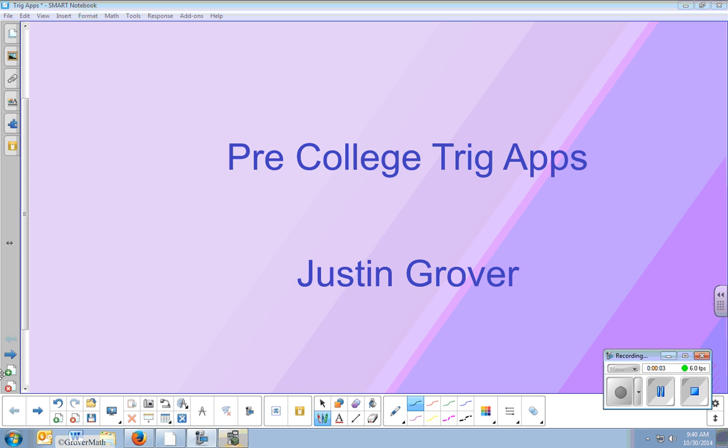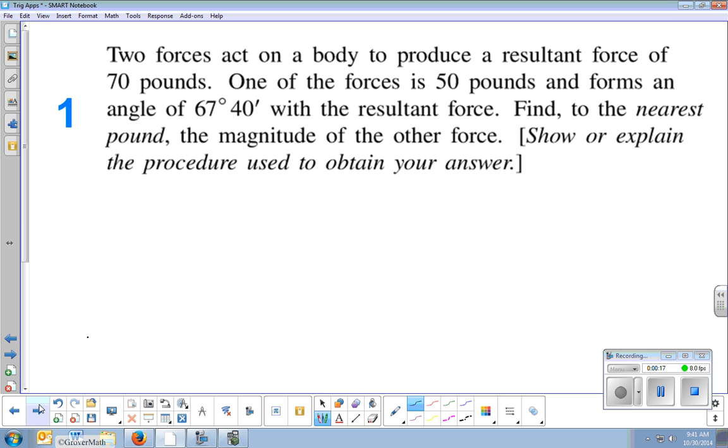Pre-college, trig applications. So we're definitely going to need our calculator for this. This is basically a combination of the two previous videos, where we learned about the law of sines tool and the law of cosines tool. And we can use both of those to solve questions such as these, which are force questions. I'll talk about some force questions.